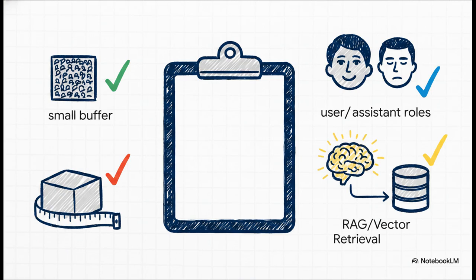So as a final checklist for your build, follow these best practices. Always keep your buffer relatively small, somewhere between 5 and 20 messages. Strictly enforce that user and assistant role-based structure we discussed. Optimize for tokens, not just message counts, to avoid bloated responses. And finally, combine this short-term buffer with long-term vector retrieval, often called RAG, for the ultimate bulletproof memory system.